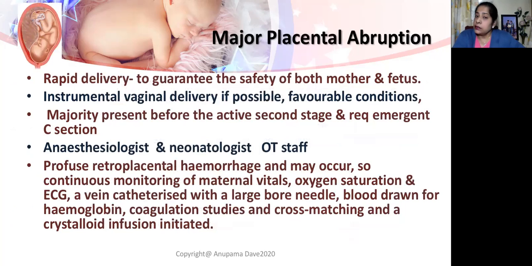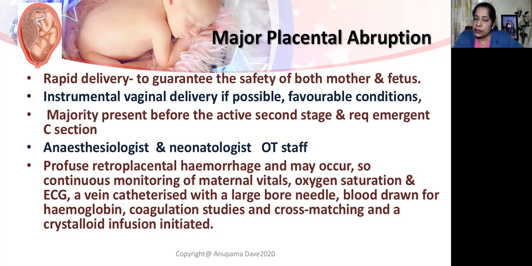Another condition, but irreversible, is major placental abruption. Here, rapid delivery is to be done to guarantee the safety of both mother and fetus. So, in this situation, the mother is also at risk. Instrumental vaginal delivery, if possible and if conditions are favorable, should be tried.